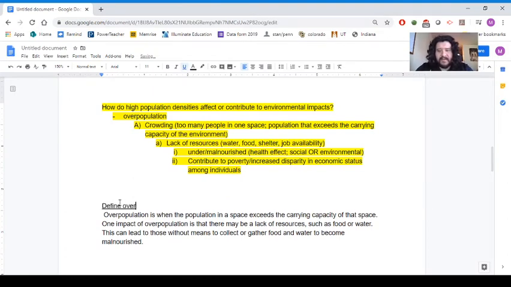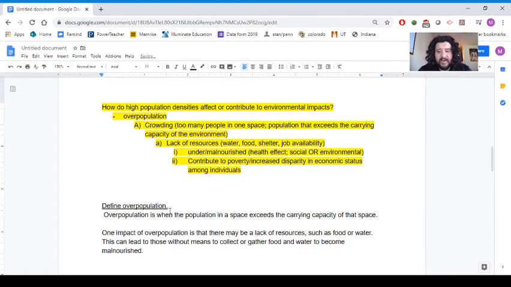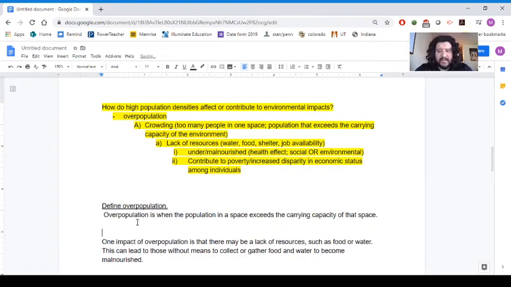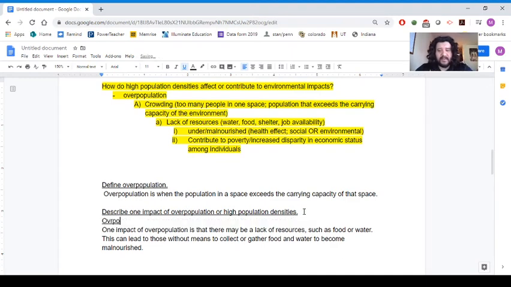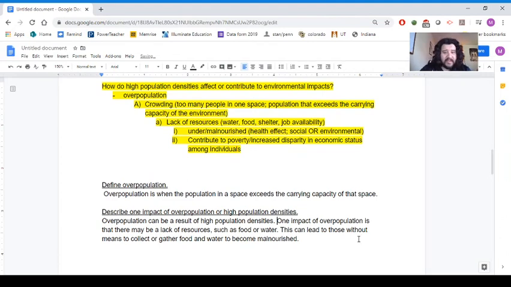define overpopulation. Right, and maybe that's one of my first questions. Well, that first sentence, that takes care of that, because I already had thought through what overpopulation is. Maybe my next sentence is something like, describe one impact of overpopulation, right, or high population densities. Here I can bring back that sentence that I had just deleted, right, overpopulation can be a result of high population densities. And then I have my impact here, all right?